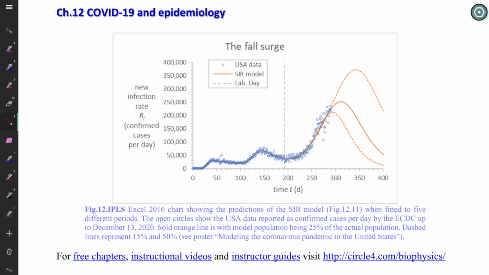Chapter 12 is about applying the same finite difference techniques to modeling the epidemiology of COVID-19, and that will be the subject of a poster. As a teaser, here's a graph showing how a simple SIR model can successfully model the course of the pandemic in America up to today, December 13th, and showing potential outcomes depending on the size of the model population.